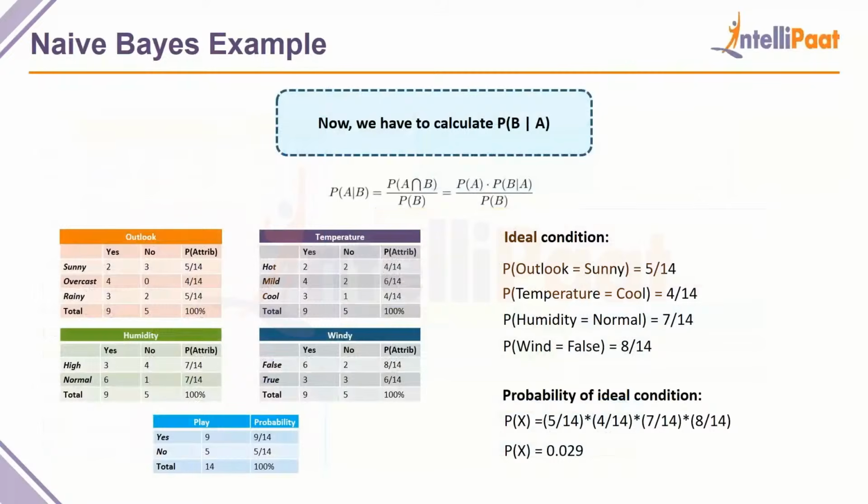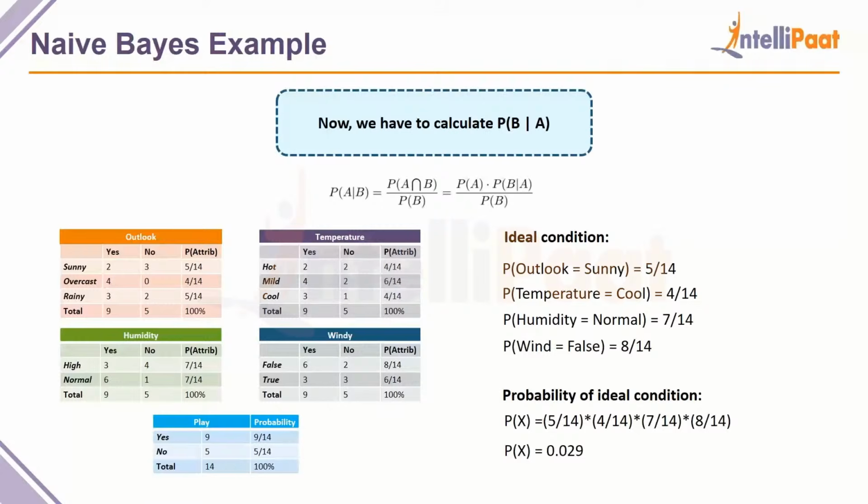And now finally, we have to calculate the probability of an event B occurring when an event A has already occurred. The same way as we had done before, we calculate the probability of A occurring when B has already occurred using the same formula, where we calculate the probability of A and B and divide it by the probability of B. So by doing this, let's say we get a condition in which outlook is sunny, temperature is cool, humidity is normal, and wind is false. Here we are trying to calculate whether or not we are going to go out and play. So we calculate the probability by doing this.